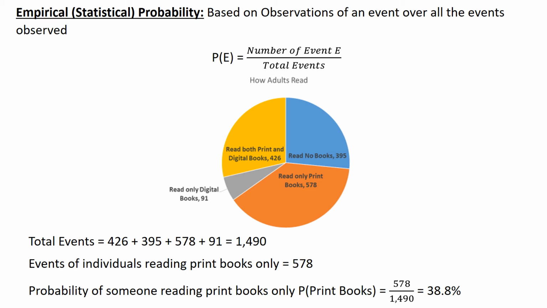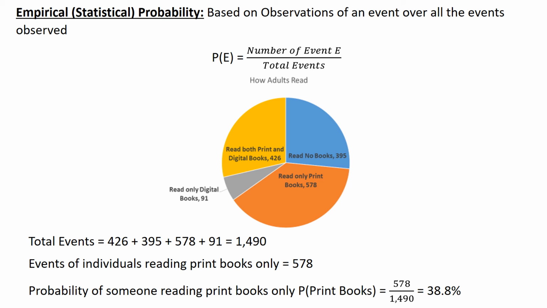How many read only digital books? 91 of them. How many read both digital and print books? 426 of them. How many don't read any books? 395 of them. How many only read print books? 578. When I add those up, my total number of events, which is 426 plus 395 plus 578 plus 91, is 1490. If I want to know the number of individuals who are only reading print books out of the total, what's the probability? I would say 578 divided by 1490, or 38.8%.